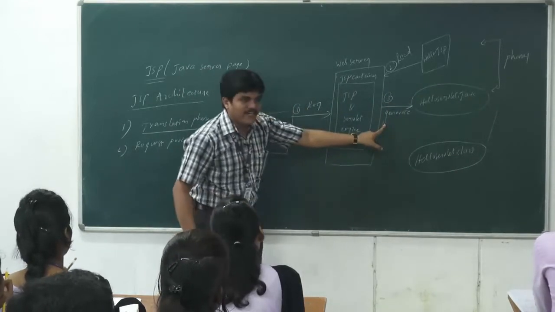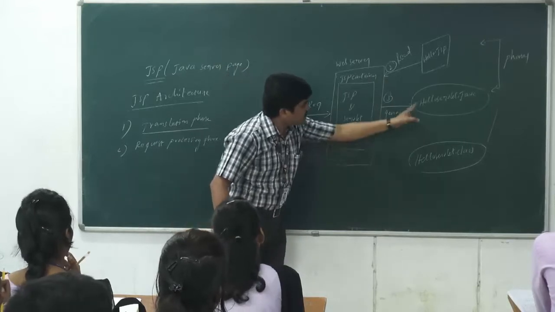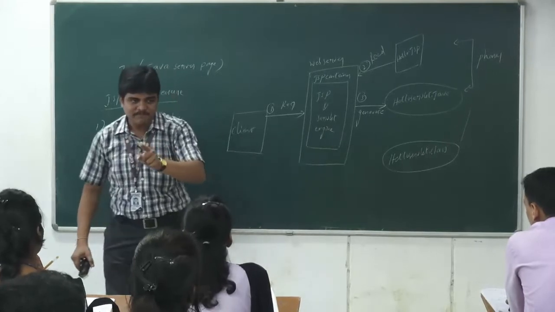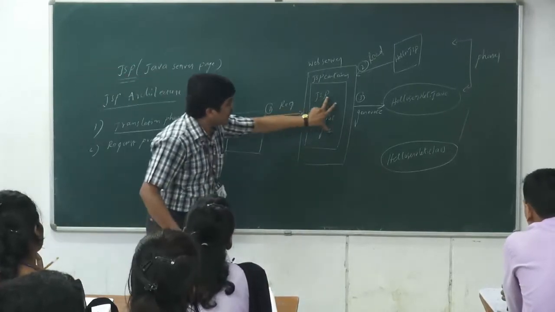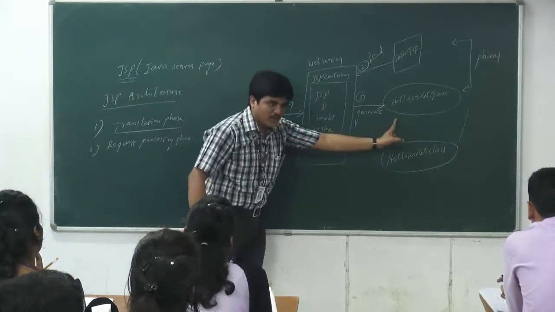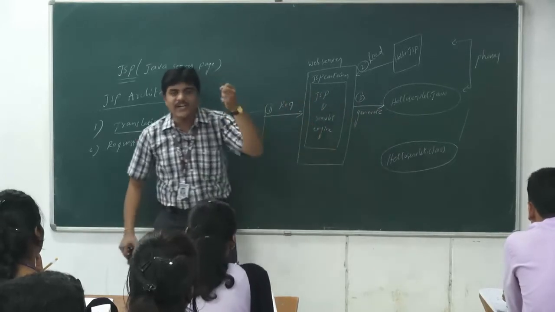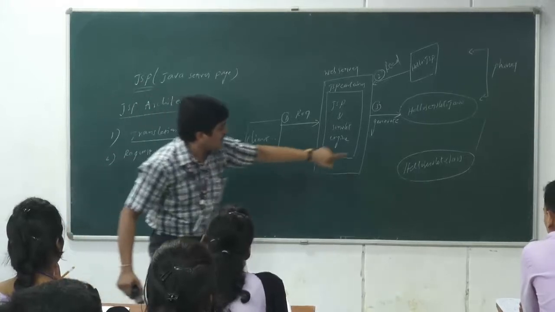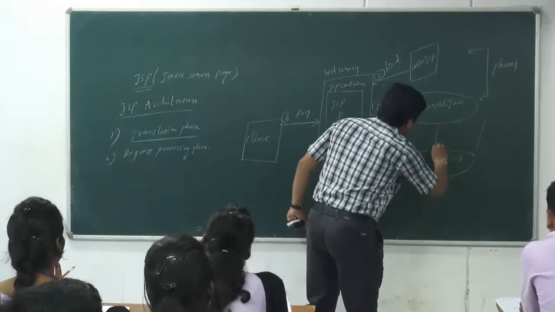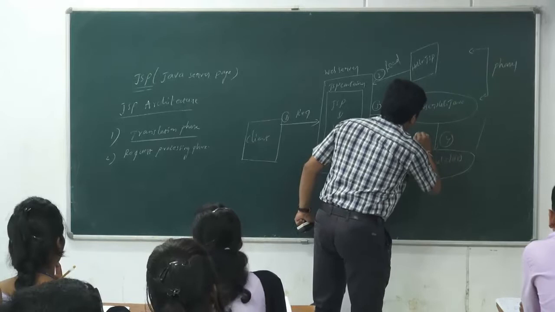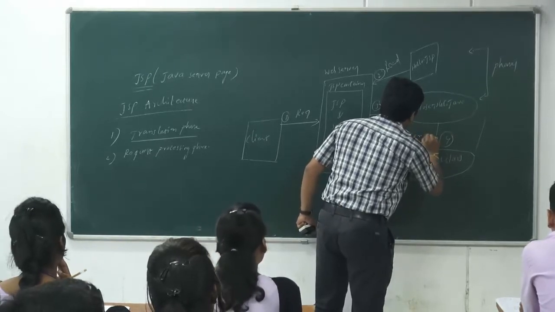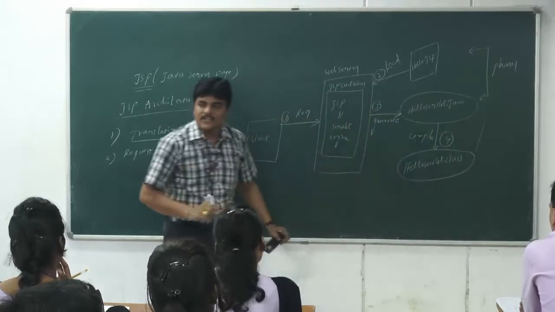Once this servlet code is generated, it must be compiled and executed. Once the JSP container generates this servlet code, the servlet engine calls the servlet code and compiles it. That is the fourth step. So here, compile. All of it clear here?